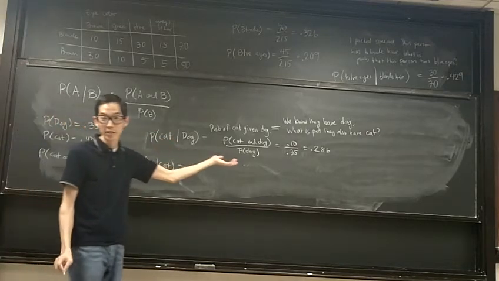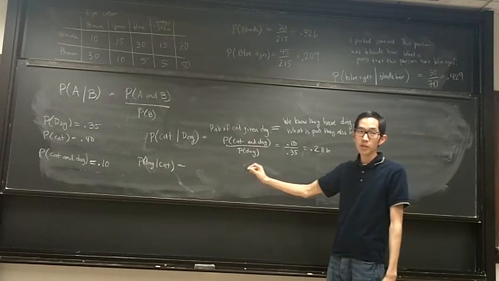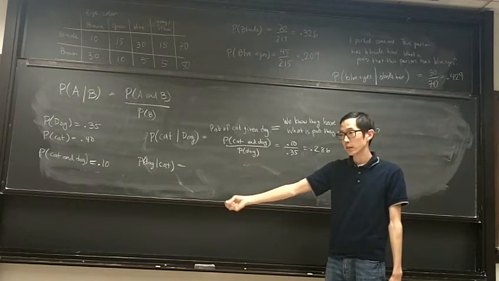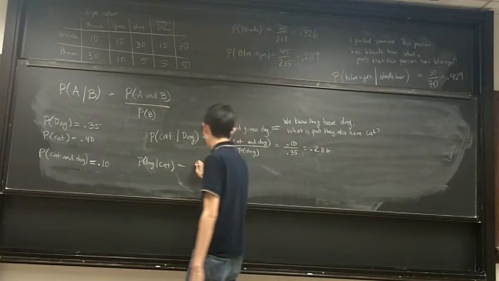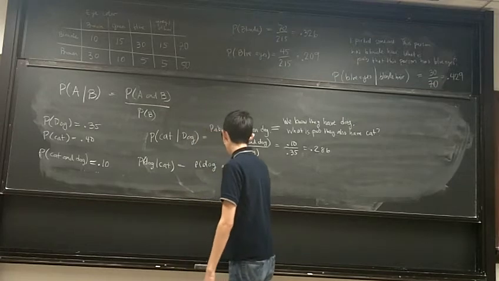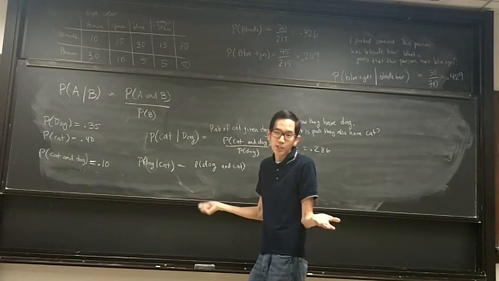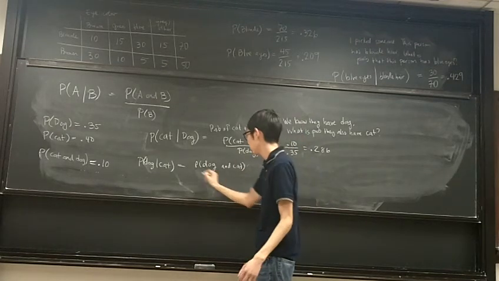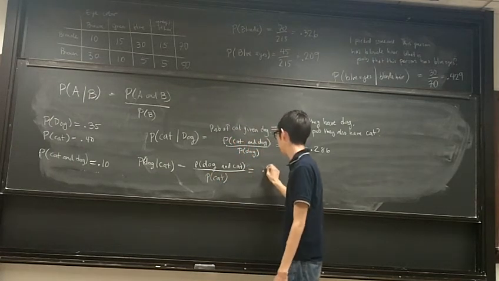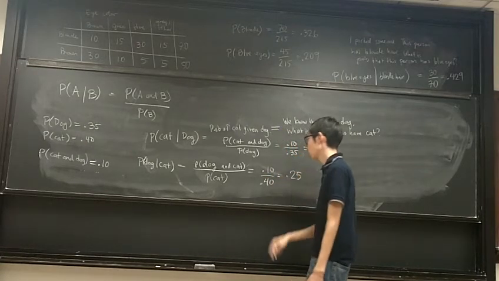Now just switch the words dog and cat. What is the probability of dog given cat? Now what's the piece of information we know? We know this person has a cat. What's the probability that they also have a dog? So this is going to be the probability of cat and dog. The probability of dog and cat is the same as the probability of having a cat and a dog, because the order of the labels doesn't matter. Divided by the probability of a cat. So 0.10 divided by 0.40, which is 0.25.